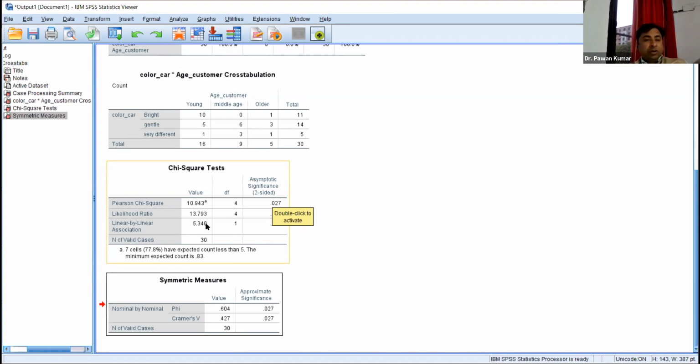Similarly, you have the likelihood ratio and the linear by linear association. But more importantly, you should quote or write the Pearson chi-square value. I will let you know these queries tomorrow also. Yes, the expected count should not be less than 5.